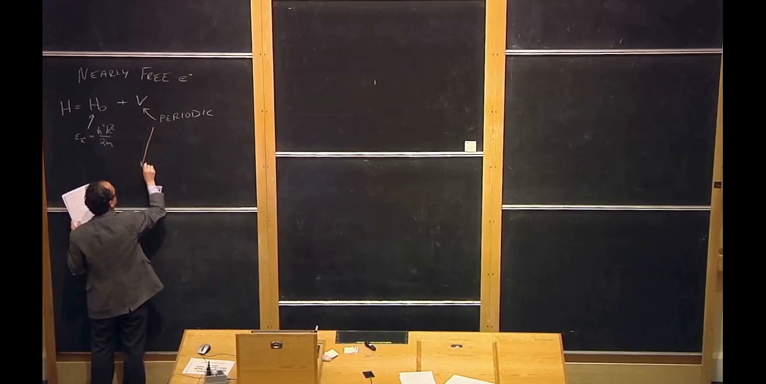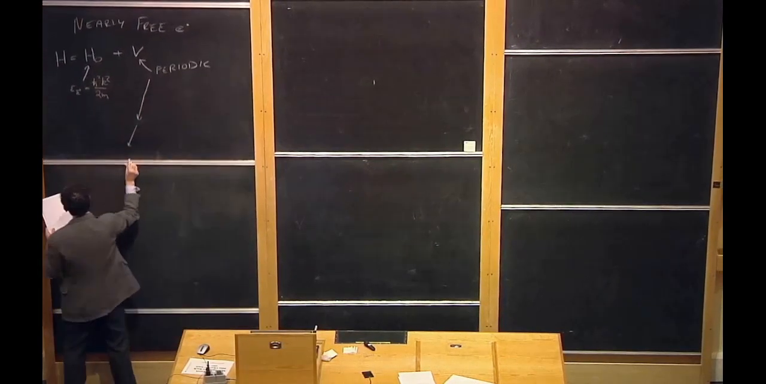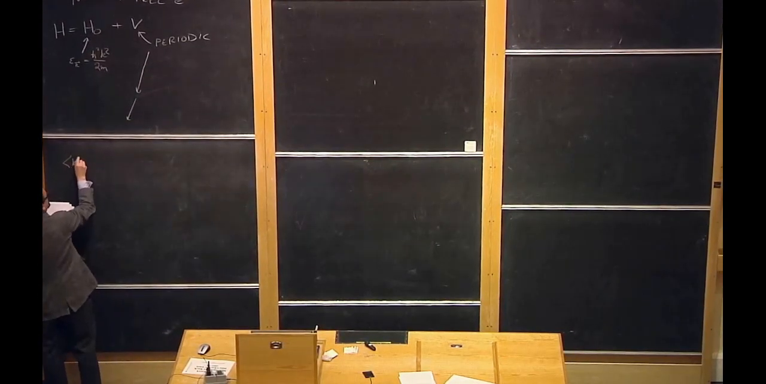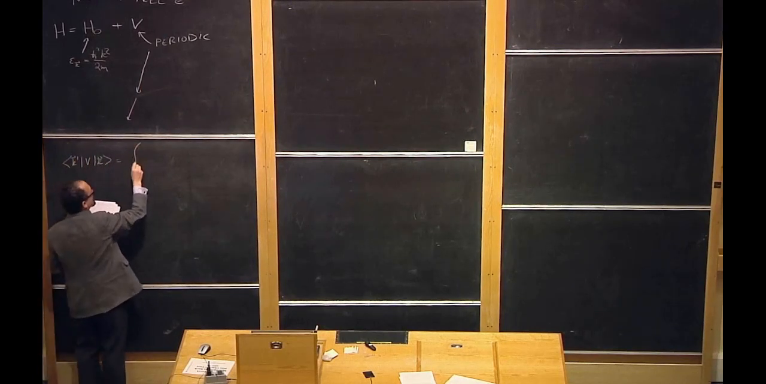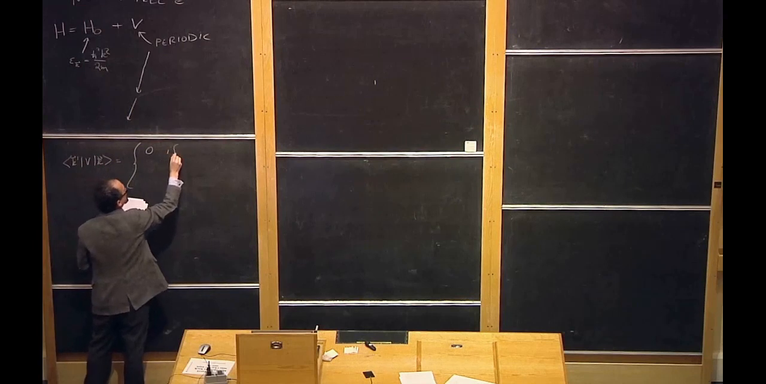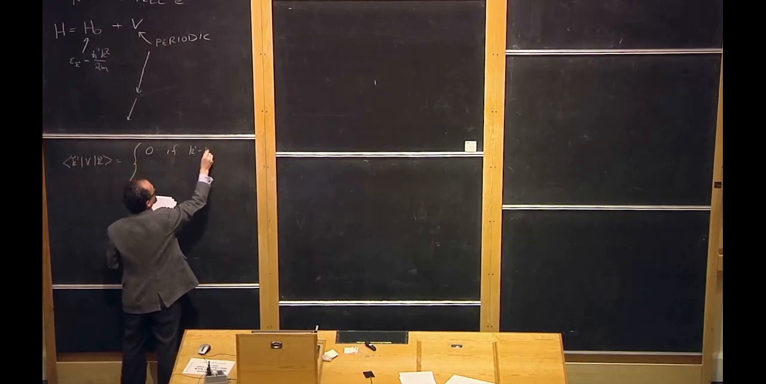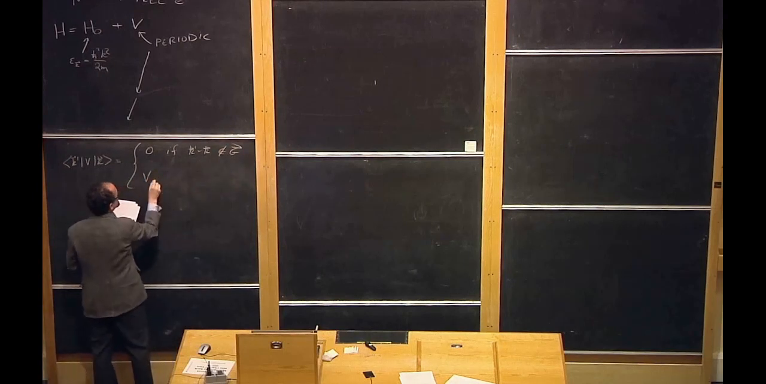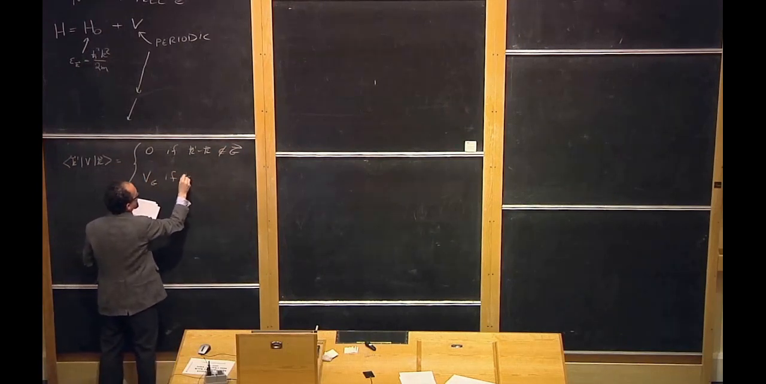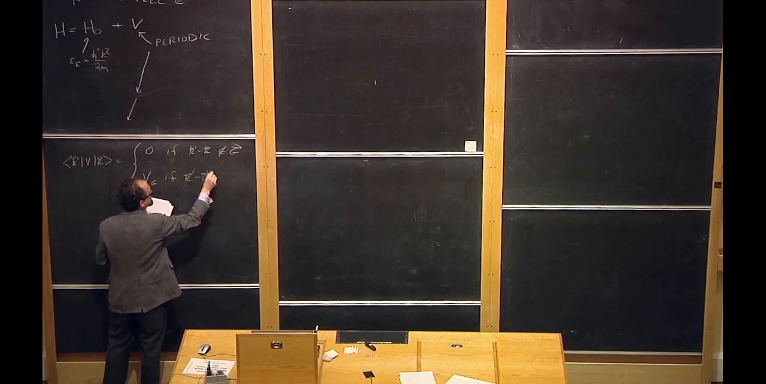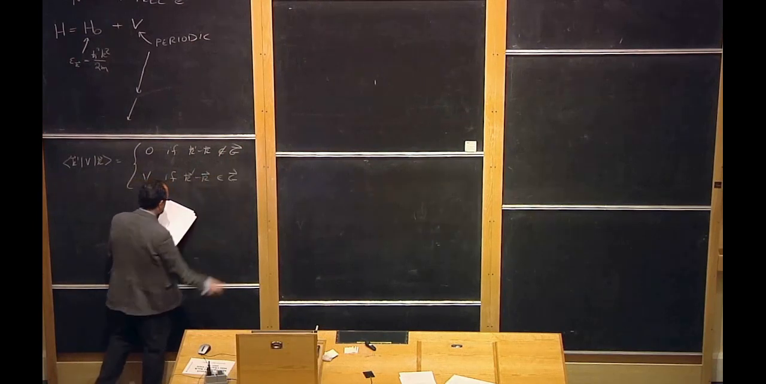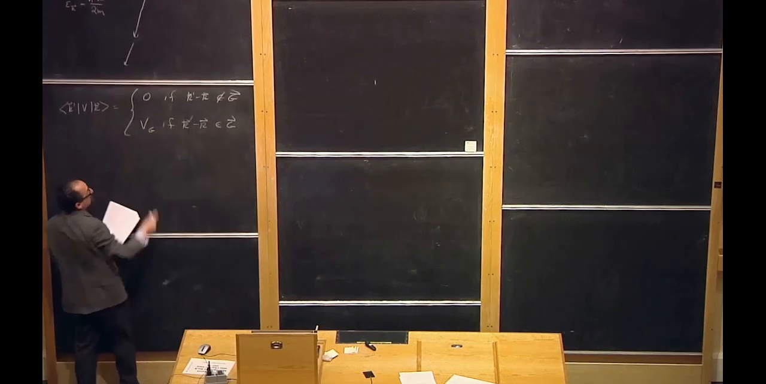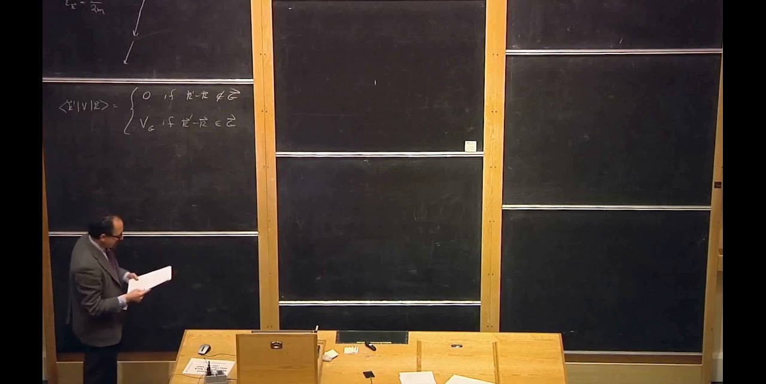And the idea that we took from scattering theory is that the matrix element between some k and k prime from this periodic potential has to be zero if k minus k prime is not an element of the reciprocal lattice. And we'll call it V sub G if k prime minus k is an element of the reciprocal lattice. So then we treated the potential V as a weak perturbation.